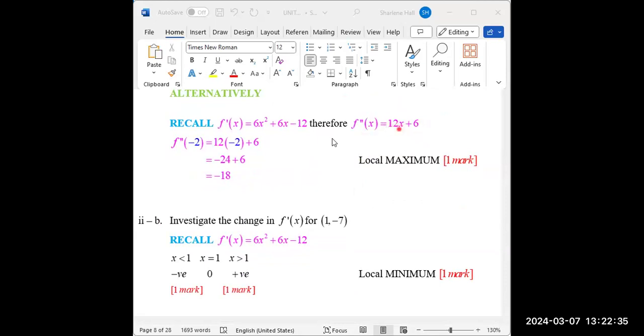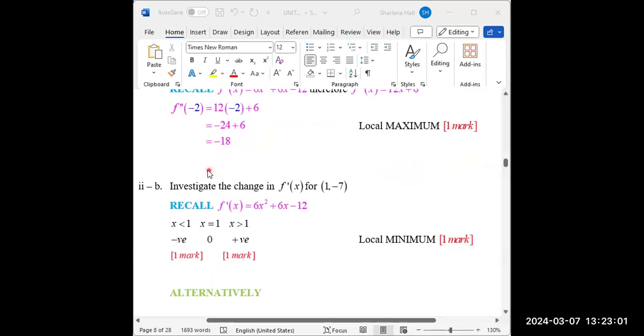So this is going to be 12 times negative 2, plus 6. And 12 times negative 2 is negative 24, and negative 24 plus 6 is negative 18. Because it is negative, I have a local maximum. When I substitute my critical point negative 2, 20, it works out to be negative 18, so I have a local maximum.